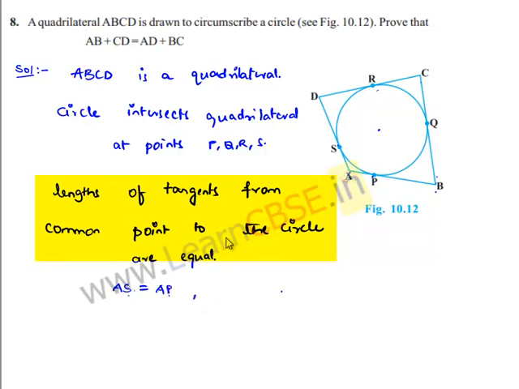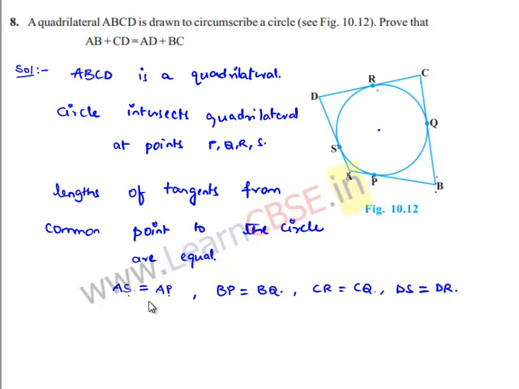If we consider point B, the tangents are BP and BQ, those lengths will be also equal. And from point C, CR and CQ are tangents, those lengths will be equal. And from D, DS and DR are tangents, those lengths will be equal. Now initially, let us add equation number 1, that is AS is equal to AP, and the fourth equation, that is DS is equal to DR. Then we get AS plus DS is equal to AP plus DR, which implies AS plus DS is nothing but, from the figure, AD. Therefore AD is equal to AP plus DR. Let it be equation number 1.